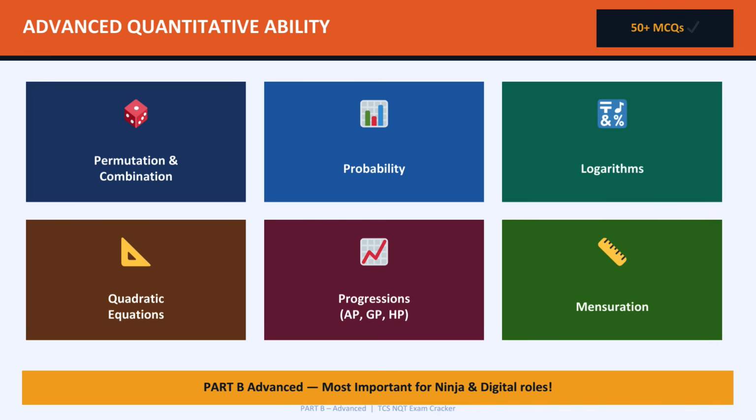For permutations and combinations, build your fundamentals first. Do not jump to hard problems until you are solid on the basics. Probability is linked to permutation and combination. Once you crack one, the other becomes easier. For progressions, make sure you know all the formulas for AP, GP, and HP cold. These are direct scoring questions if you know the formulas. This section is totally winnable if you give it dedicated time.